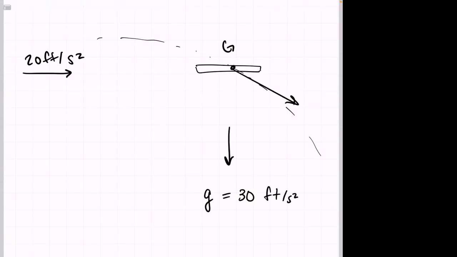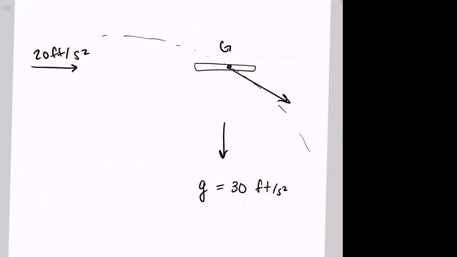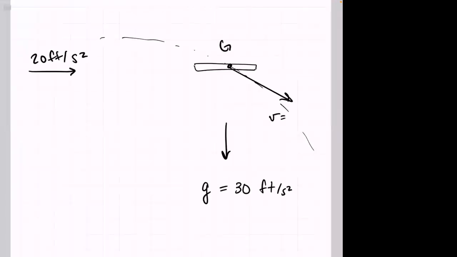The velocity is 12,000 miles for every hour. And this is at a 15-degree angle.